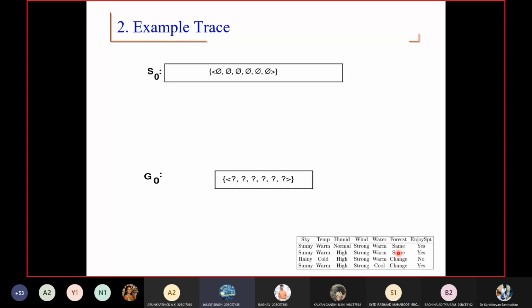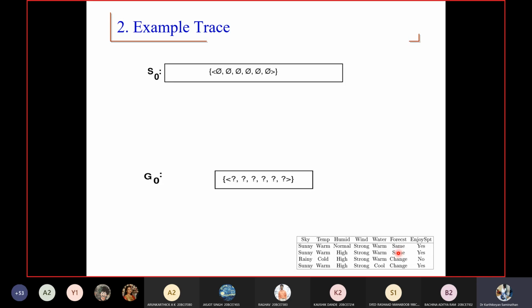The one with the contradiction will be individual pairs. What is the answer? Sunny, warm, high, strong, warm, same. Sunny, warm, normal, strong, warm, same. No. Sunny, comma. What is the first pair? G3 first pair. Sunny, comma, everything question mark. Sunny is everything. Sunny, comma, question mark. Why should I again warm is coming?